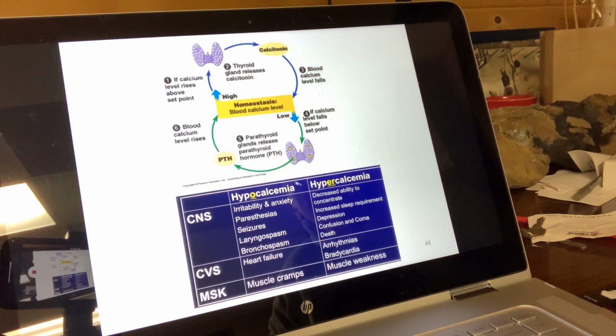So calcium levels have to be maintained at a very tightly controlled level, because too high is bad, too low is bad, and the presence of calcitonin from the thyroid gland and parathyroid hormone from the parathyroid glands helps to maintain a constant, stable, regulated level of your blood calcium to avoid these problems from occurring.